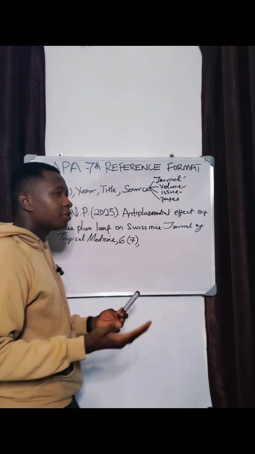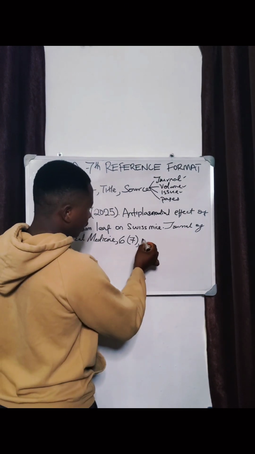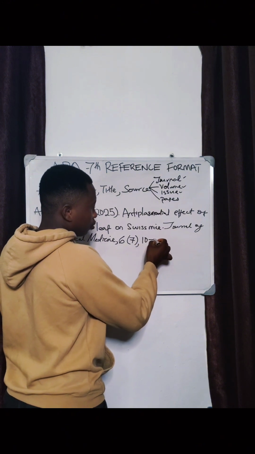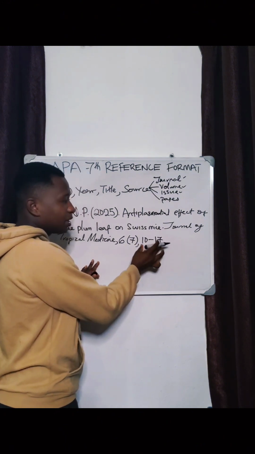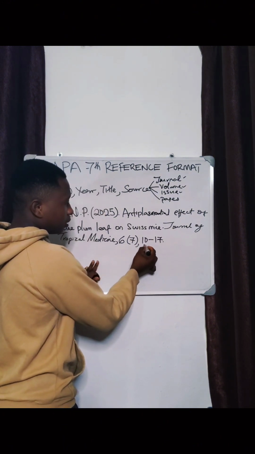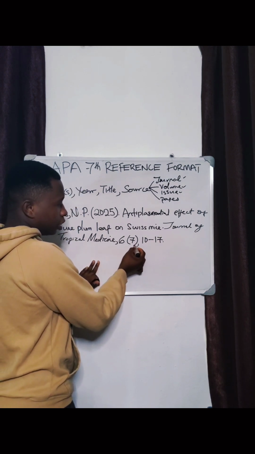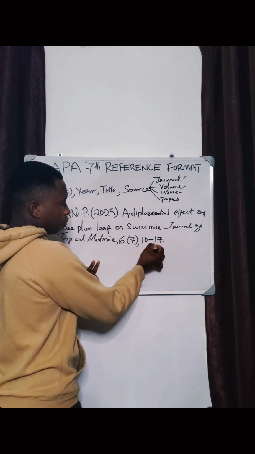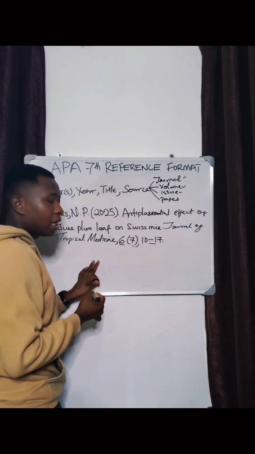Okay. Now, let's assume that the page is page 10 to 17. So this is how it is written. So this represents the page, the issue, the journal volume.